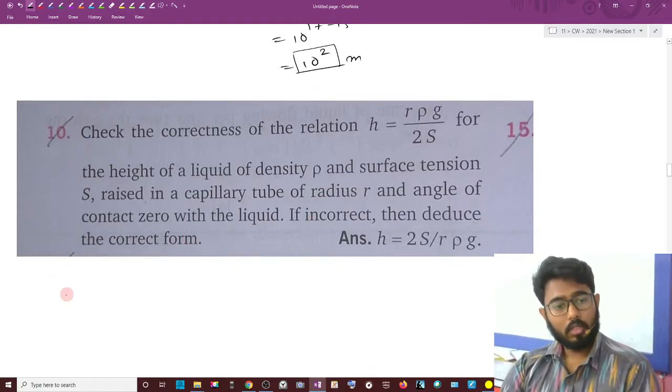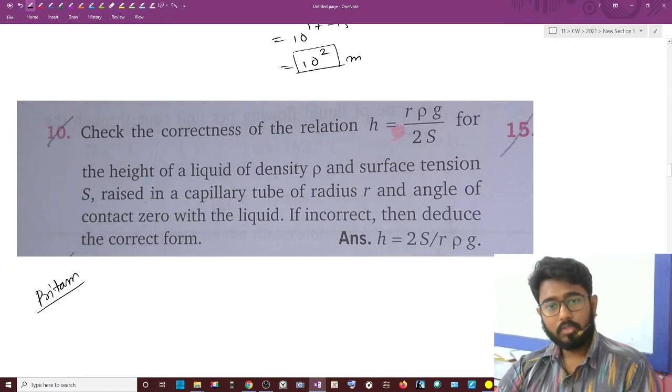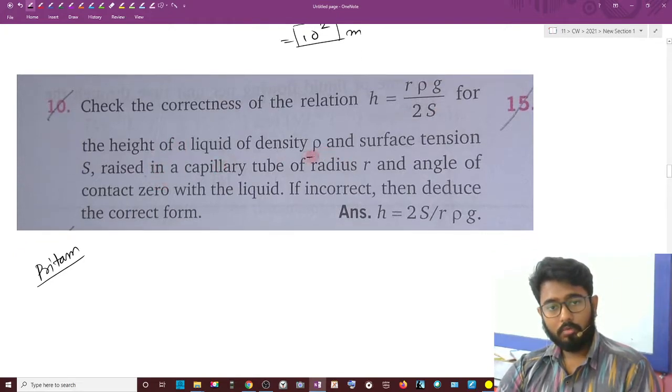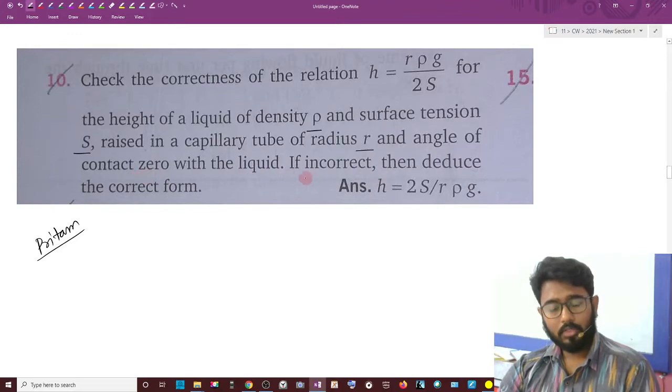আমাদেরকে এই ডাউটটা দিয়েছে প্রীতম। কোয়েশ্চেনটা বলছে চেক দ্য কারেক্টনেস অফ দ্য রিলেশন H equals R rho G by 2s for the height of a liquid of density rho, surface tension S, raised in a capillary tube of radius R and angle of contact 0 with the liquid. If incorrect, then deduce the correct form.